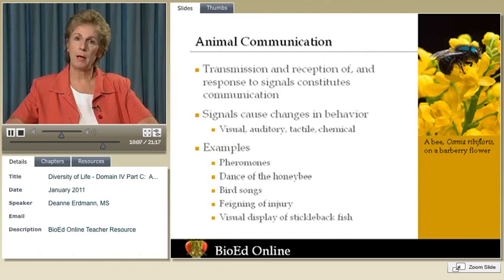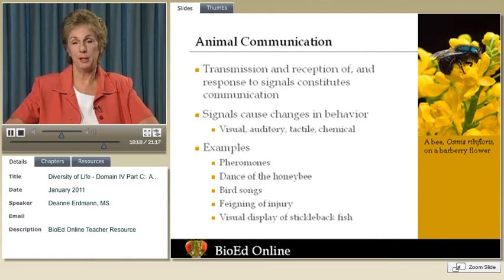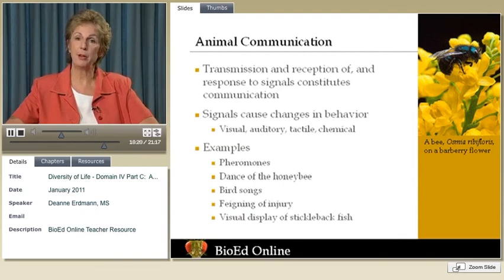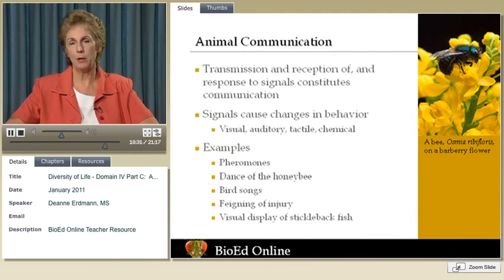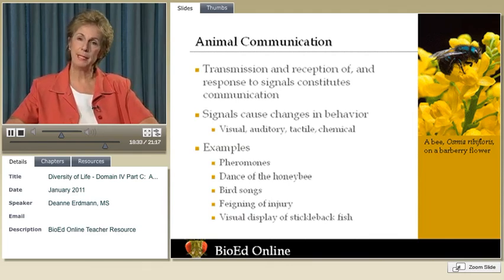Bird songs are used to attract and recognize mates. Another visual signal is that from the killdeer. What the killdeer, a particular species of bird, will do, if a predator gets too close to its nest, she will fly away and flutter on the ground and act like she has a broken wing, like she's, you know, sort of a sitting duck for a predator. And as the predator approaches, then she flies away. But in the meantime, she's distracted it away from her offspring. So that's a form of communication.